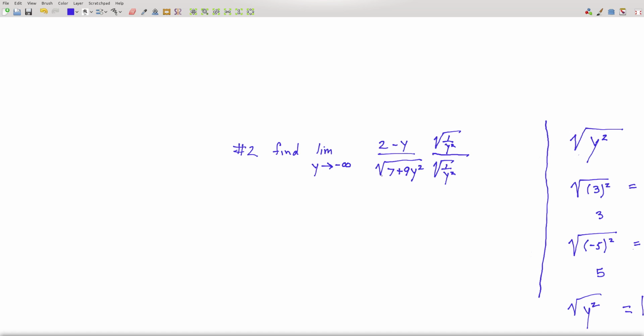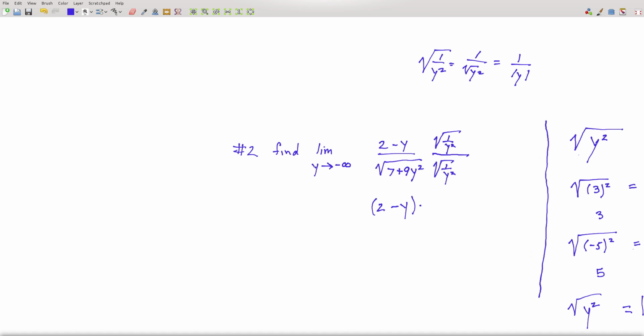So let's see here. I'm going to leave the top alone for now. This is 2 minus y. Maybe let's change this into something more useful for the top. This is the square root of 1 over y squared. Keep in mind that that's 1 over the square root of y squared. But keep in mind that that's 1 over the absolute value of y. Can we go a little further?